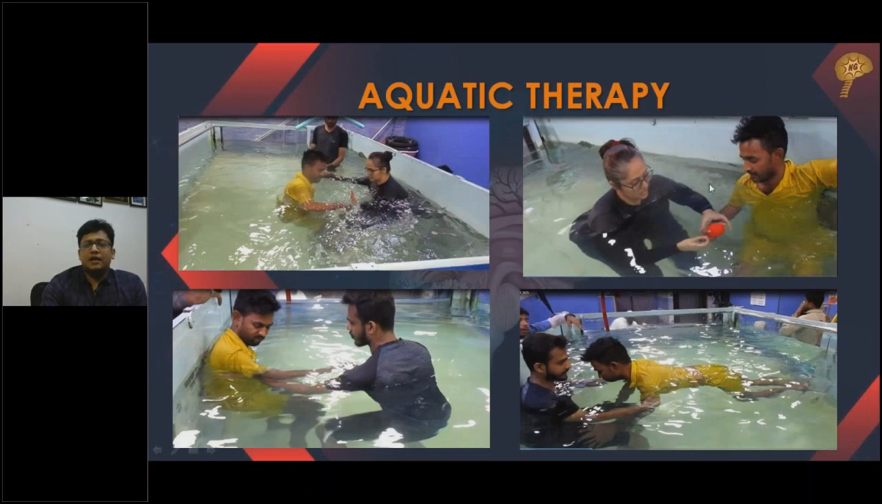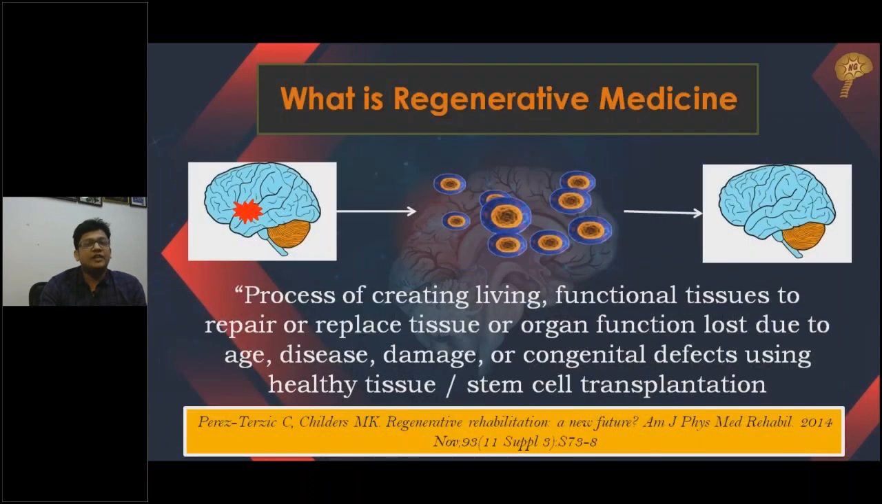So after so many therapies and so much medical and surgical management, still in chronic stroke patients, we have seen there are some unmet medical needs. The person is still dependent on others. The quality of life doesn't improve as much as we expected. So what can we do for that? There comes regenerative medicine, which is the latest technology.